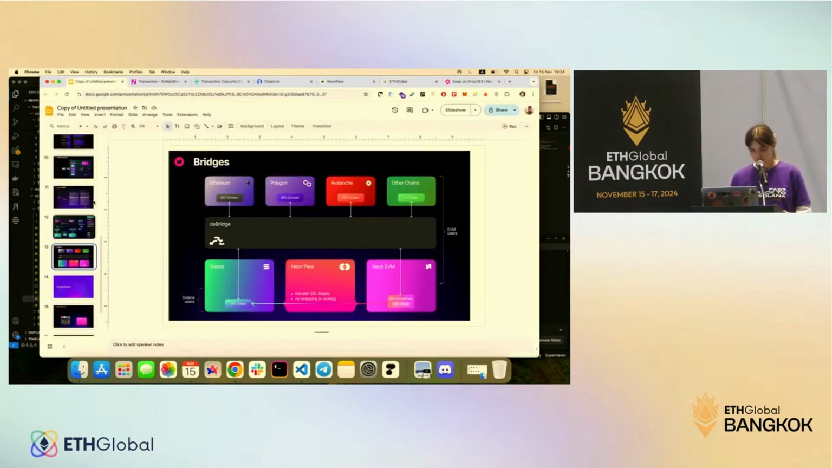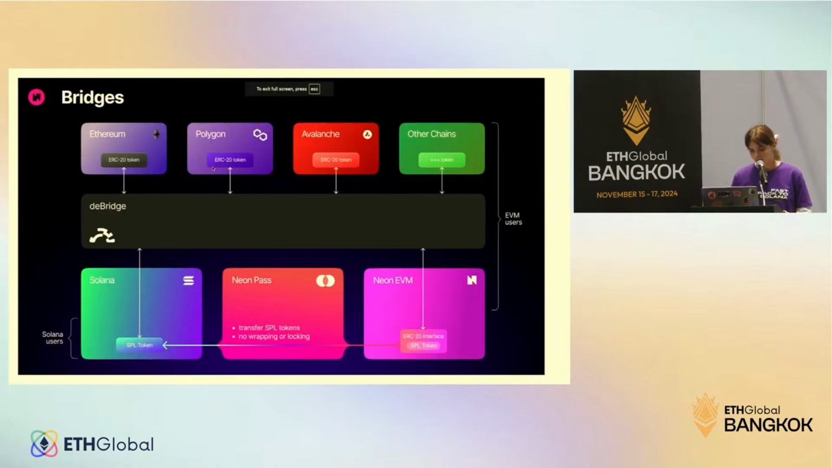And lastly, we have a little overview of how bridging works from another EVM L2 to Neon, and how communication works between Neon EVM and Solana. So for example, if you're bridging tokens from Ethereum or Polygon, you have to use a bridge, which is deBridge in this case. And if you're sending tokens from Neon EVM to Solana, you can just use our Neon Pass, which essentially wraps tokens from Solana to be compatible with Neon, and then when you send them back, it works vice versa.